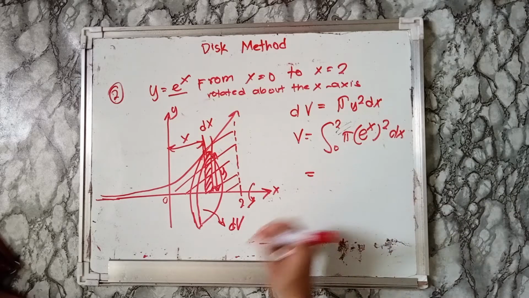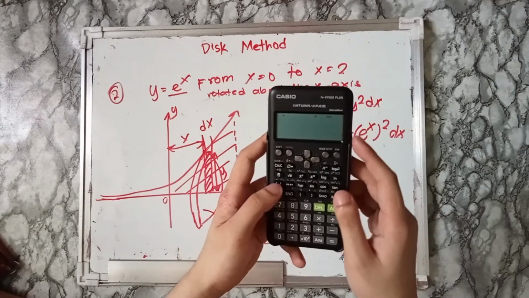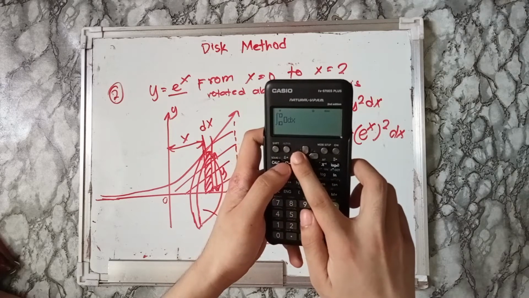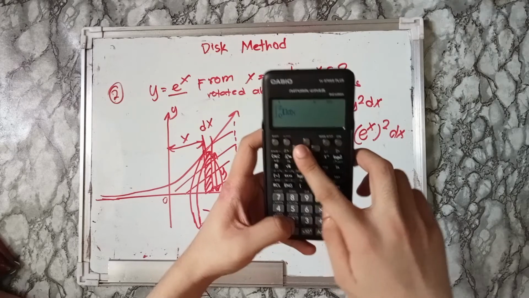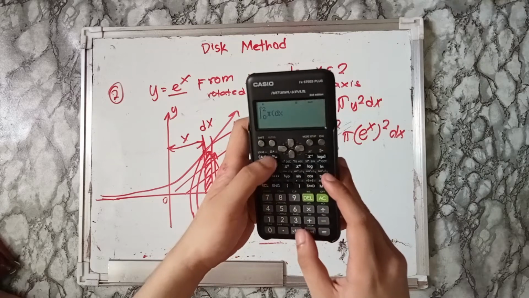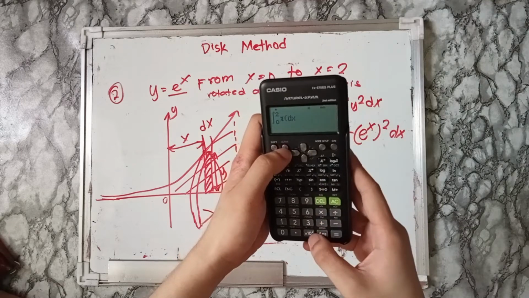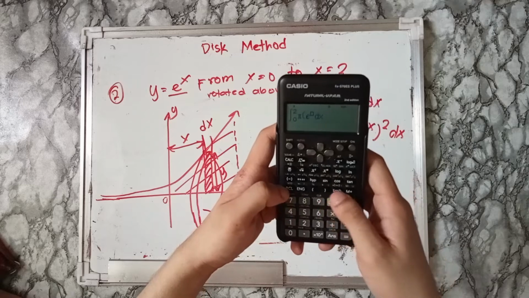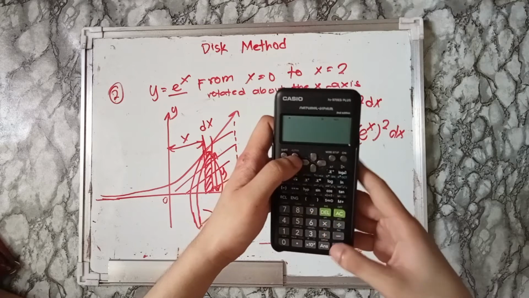Now let me solve this using a calculator. So let's say integral with limits from 0 to 2, pi multiplied by e raised to x, then squared.